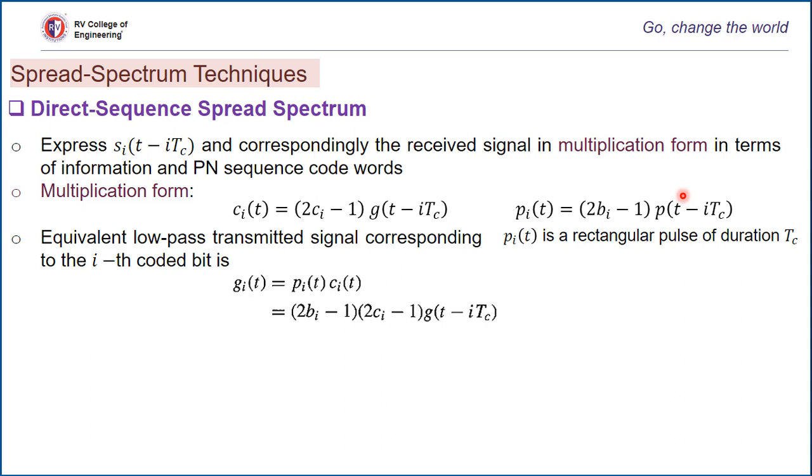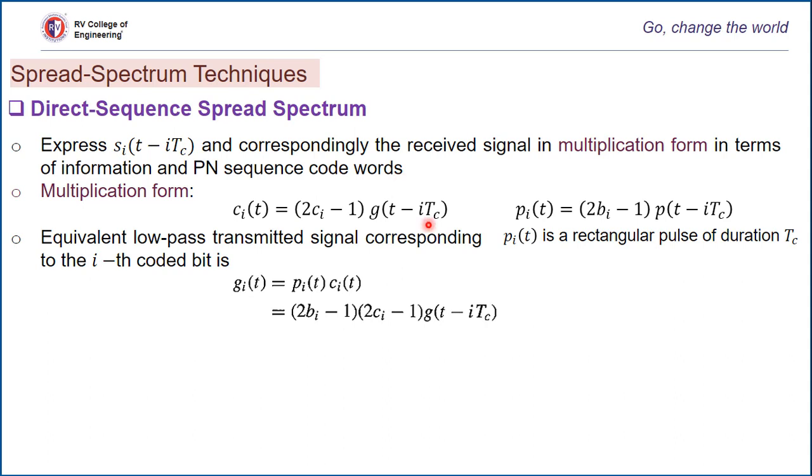Consequently, modulo 2 addition of the coded bits with the PN sequence, followed by a mapping that yields a BPSK signal, is equivalent to multiplying a binary sequence of unit amplitude rectangular pulses, each of duration Tc, and with a polarity which is determined from the PN sequence as given by this equation.